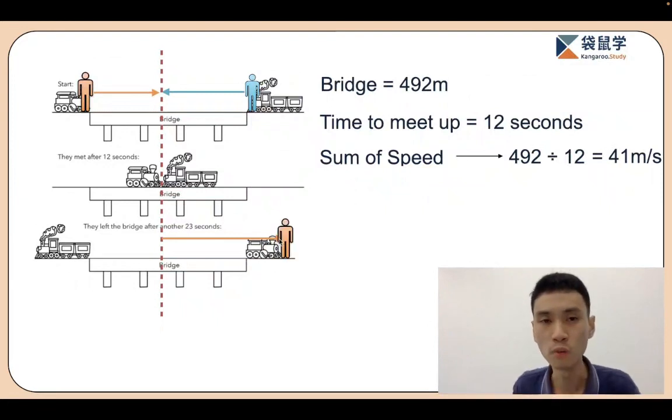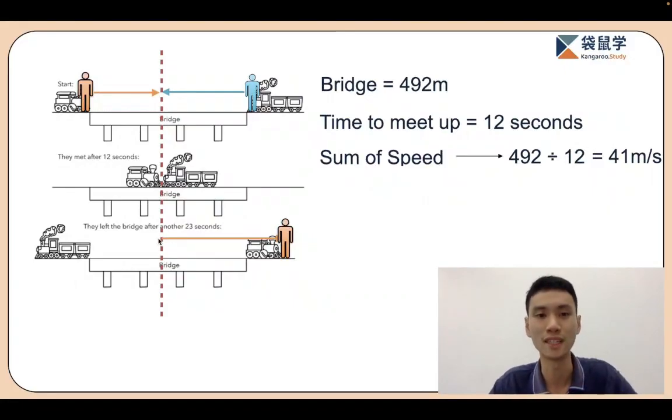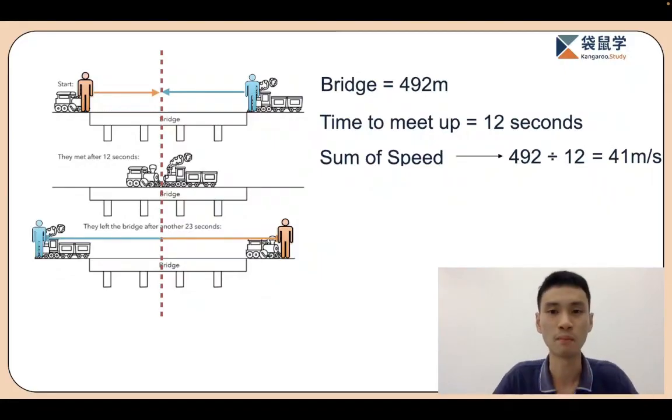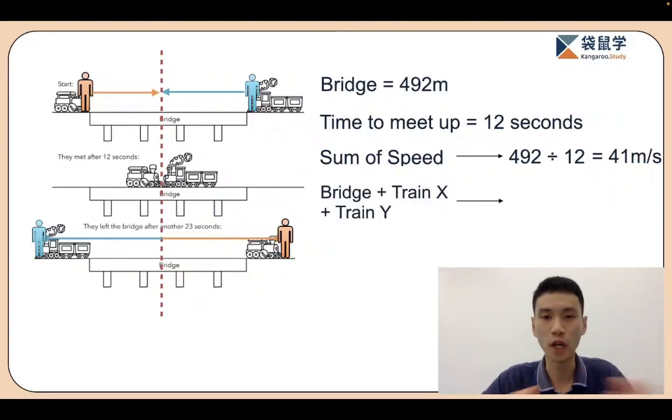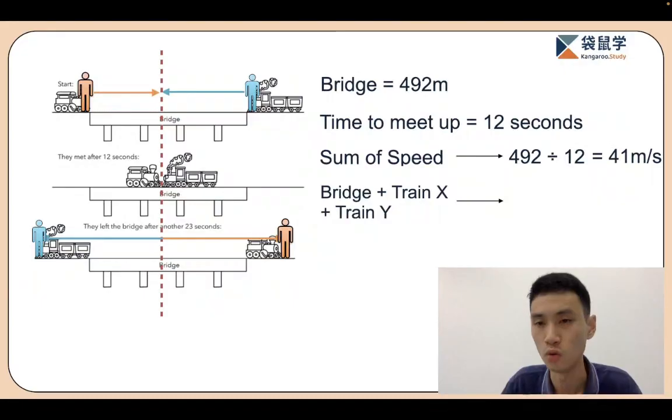And what about the blue person? The blue person leaves from the meetup point in the same direction, again going left, all the way to the head of the train, the same position. And what do these two arrows represent? These two arrows over here are the length of the bridge, train X and train Y added together.